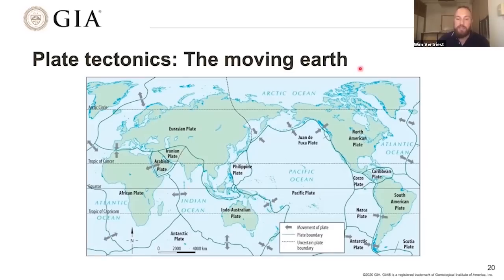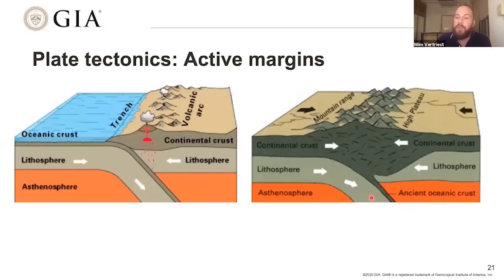But in a lot of places, you have plates that come together. For example, here in South America, from the coast of Chile and a lot of the countries on the west side of South America, is where you have two plates coming together. And where you have them coming together, that's what we call active margins. That's where something is happening, and where something is happening, we want to know what. So these are two examples of active margins.